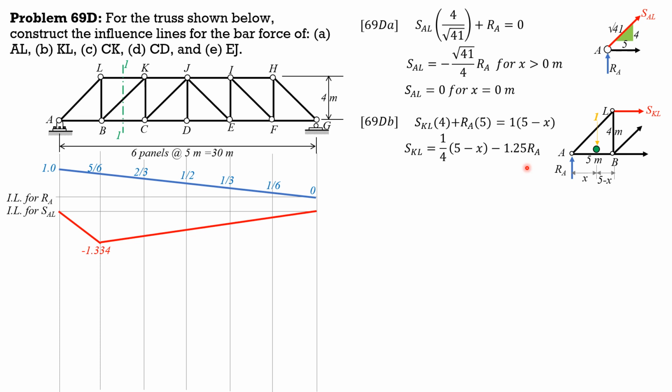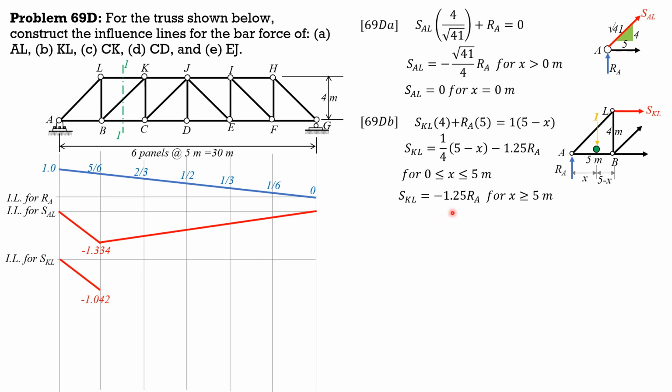This formula for SKL is applicable from 0 less than or equal to x less than or equal to 5 meters. Beyond 5, we remove the contribution of the unit load. It's no longer part of the free body diagram. So SKL would be negative 1.25 of RA for x greater than or equal to 5. So when x is 5, because this is 0, we have negative 1.25 of RA, which is equal to negative 1.25 of 5/6, and that is equal to negative 1.042 in decimal. And when x is any other value, because it is negative 1.25 of RA, it is a linear function and it is decreasing because RA is decreasing. So we just extend, then 0 at G. So that's the influence line for KL.